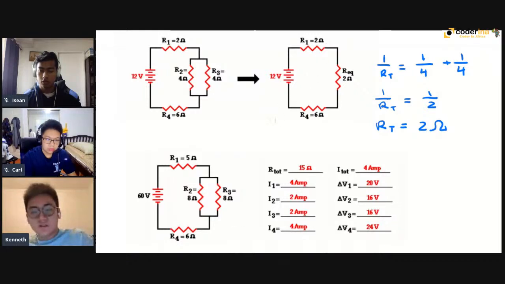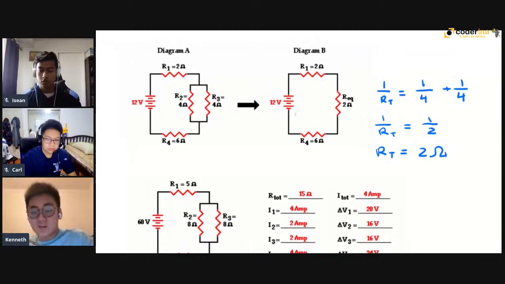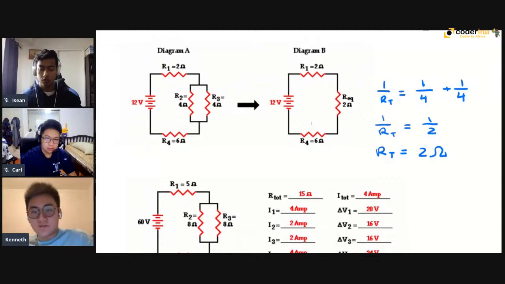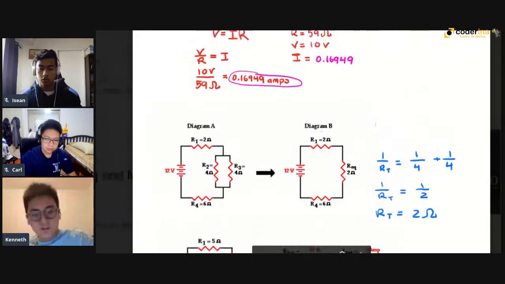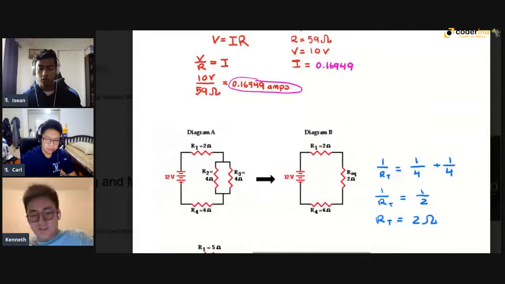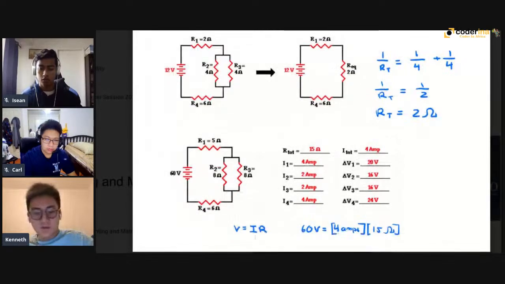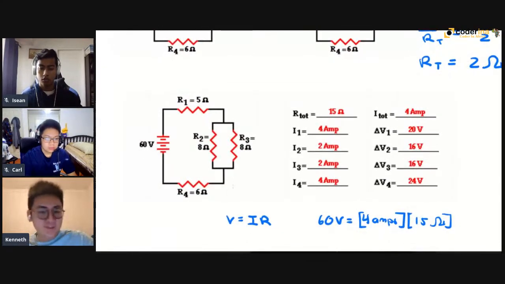So what we can do is find the current. V equals IR. If we know the resistance and we know the voltage, so 12 divided by 10. Voltage is 12, our resistance is 10, so that gives our current: 12/10. And in this other problem, it's the same but with different numbers. Here it would be 1/8 plus 1/8 equals 2/8.